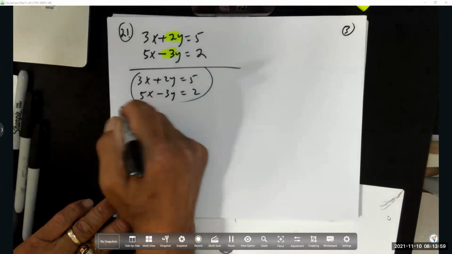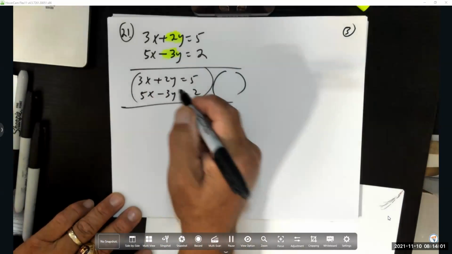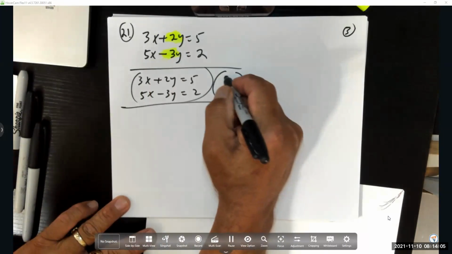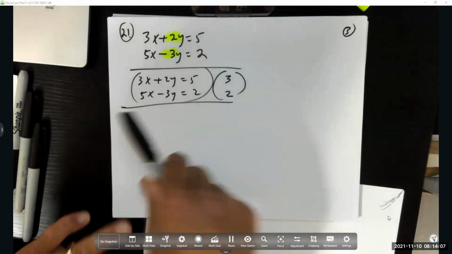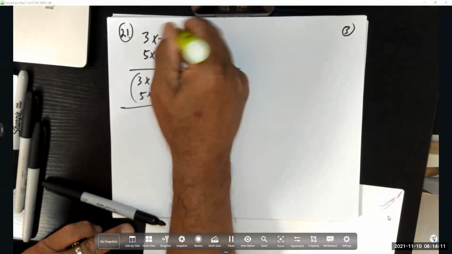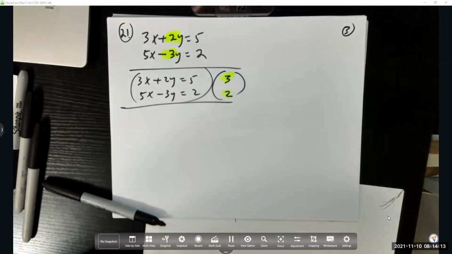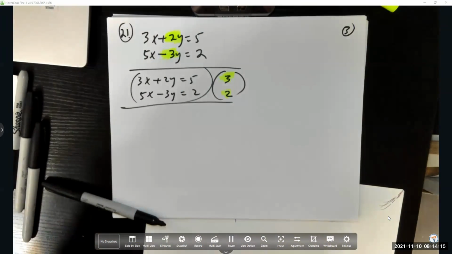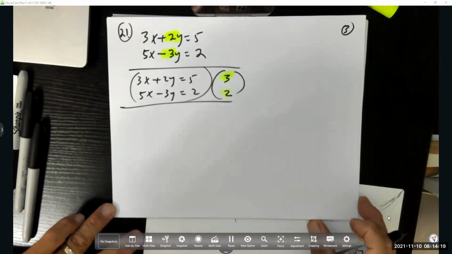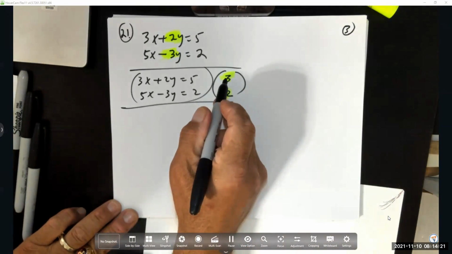All right, so I'm gonna multiply whatever these numbers are. See the 2 and the -3 right here? I'm just gonna put it here. Put the 3 and put the 2 down here. Just flip them around. See the numbers here? Just switch them. And multiply the top and the bottom by that. So ready? So on the top, multiply, ready? What's 3 times 3?